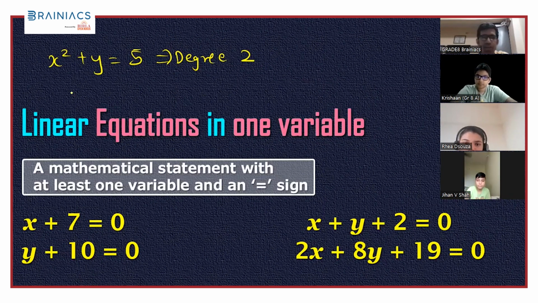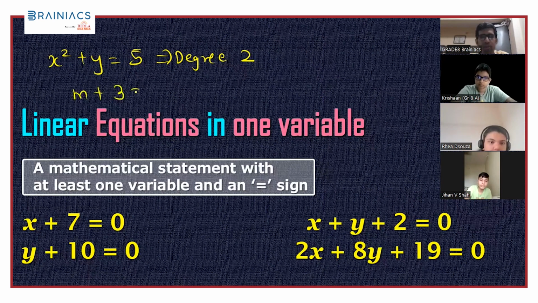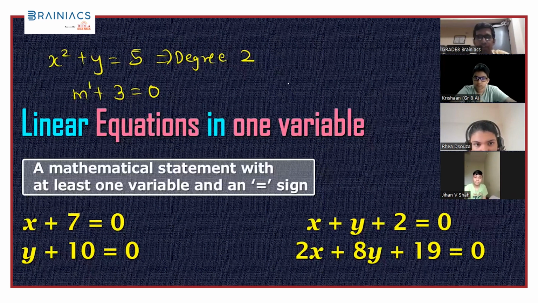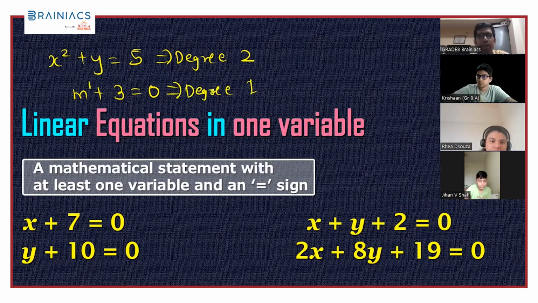Let us write one more example. Suppose I am taking the variable as m now. m plus 3 is equal to 0. Yes or no in the chat box? Yes, correct. Super. Great, everybody. The answer is yes this time. The power of m is nothing but it is 1. Right? So the degree is how much, everybody? It is 1. Right?